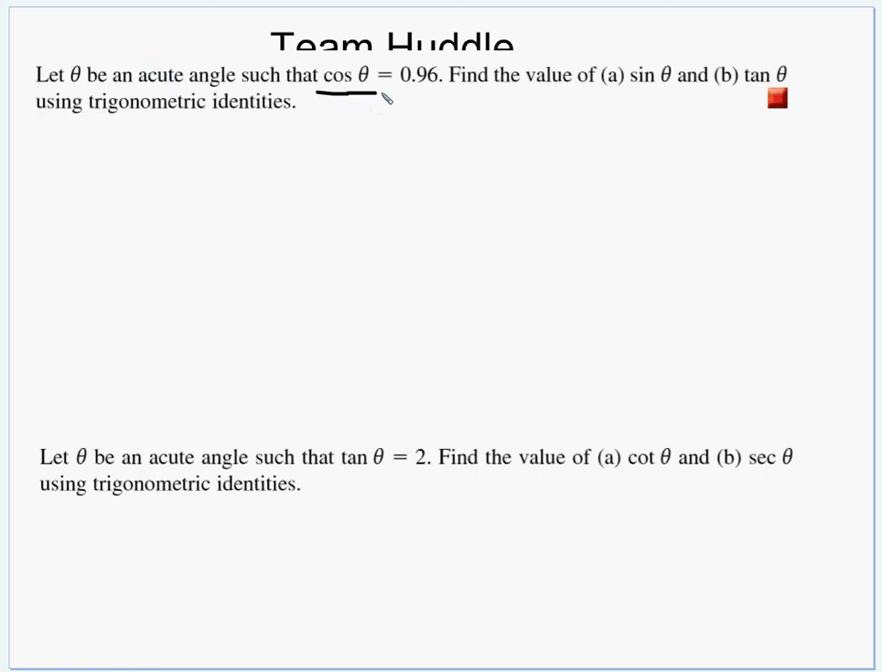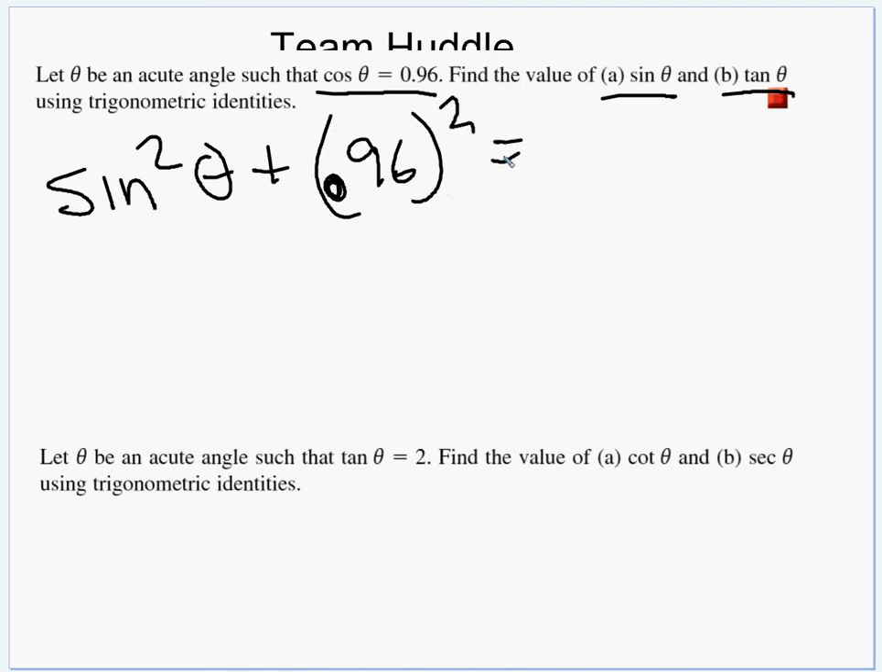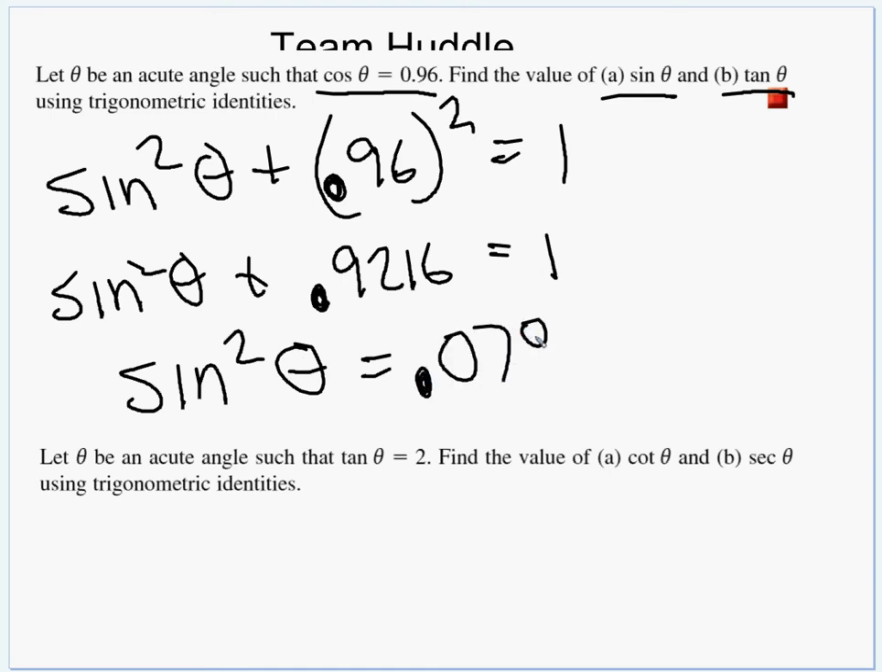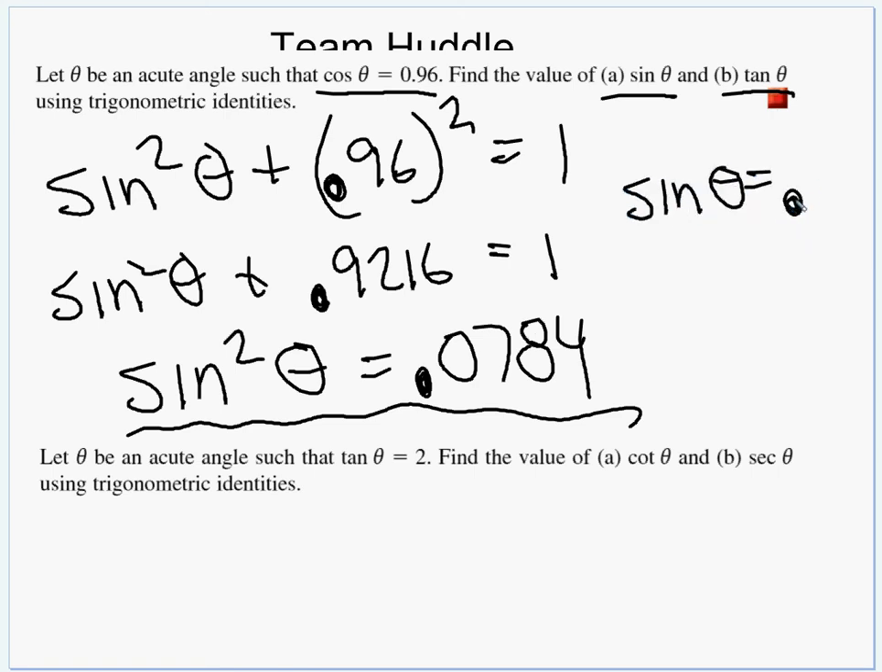All right, the first one here, we've got cos, and they're asking us to find sine. So that looks like we'll use a Pythagorean identity, and then we'll have sine and cos, and we can divide them to get tan. So sine squared theta plus cos is 0.96, and we're going to square that, and that's equal to 1. Well, if we square that 0.96, we get 0.9216. So sine squared plus that is equal to 1. And if we subtract that decimal from each side, sine squared theta equals 1 minus that decimal is 0.0784. And I was pleasantly surprised when I hit the square root key on my calculator. 0.0784 square rooted gives us sine of theta is 0.28.